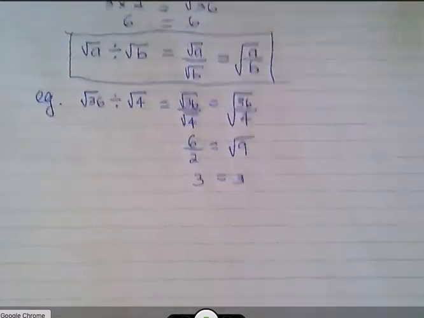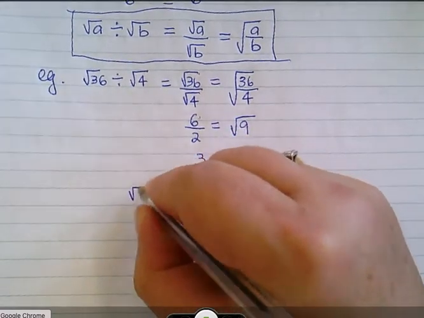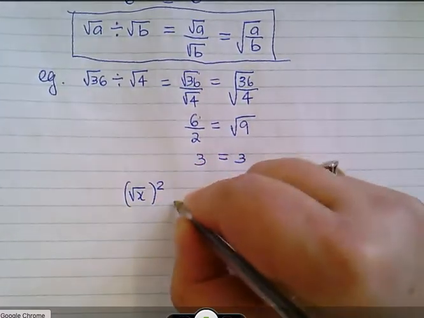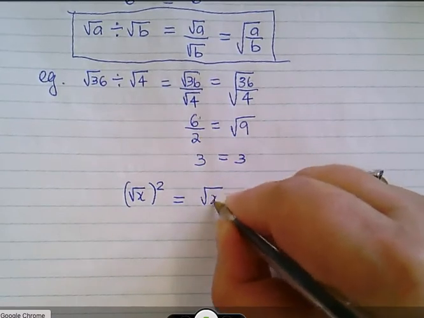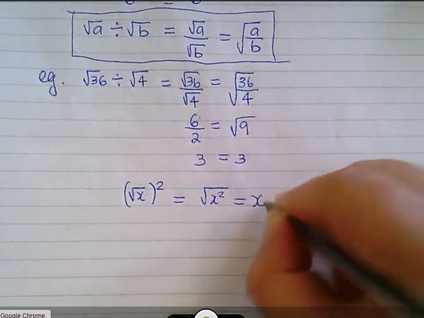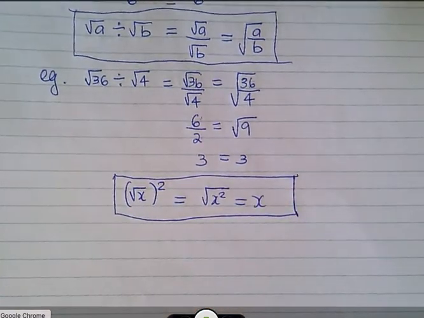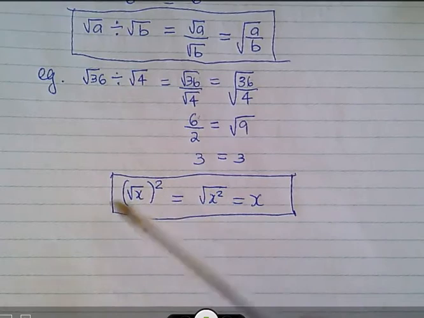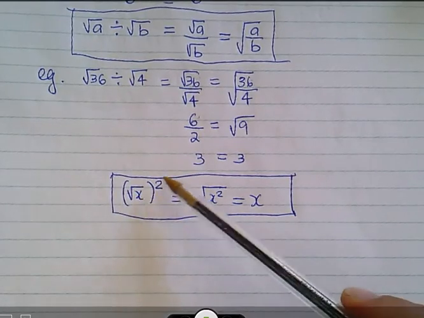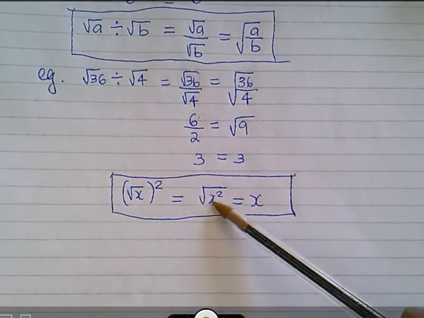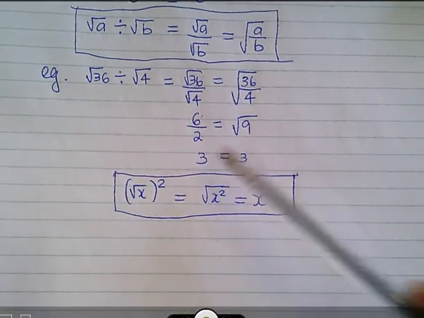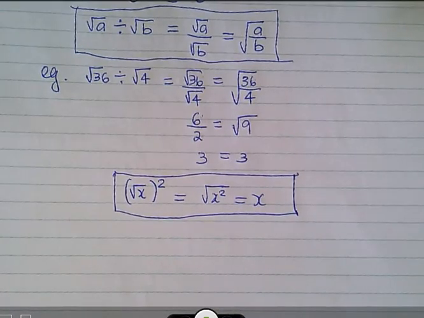And the third property of surds is that the square root of x, all squared, equals the square root of x squared, which equals x. Now what this is saying, actually someone tell me what this is saying, look at the position of the squared: if you square root a number and then square it, it's the same as squaring the number first and then square rooting it. Which method would you use? It depends on the number that you've got. If you can square root the number easily, you would square root it first.